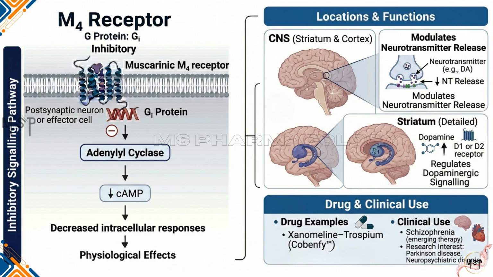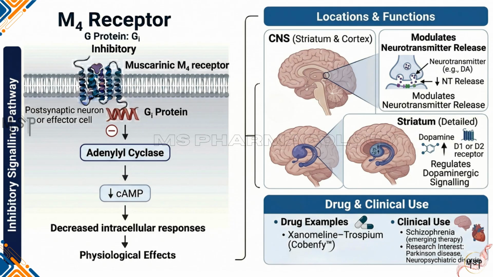Although few highly selective drugs target M4 receptors, they have emerged as promising therapeutic targets in neuropsychiatric disorders. More recently, xanomeline-trospium, a muscarinic agonist combination, has demonstrated therapeutic benefit in schizophrenia through preferential activation of M1 and M4 receptors. In addition, M4 receptors continue to be investigated as potential targets in Parkinson's disease and other central nervous system disorders.